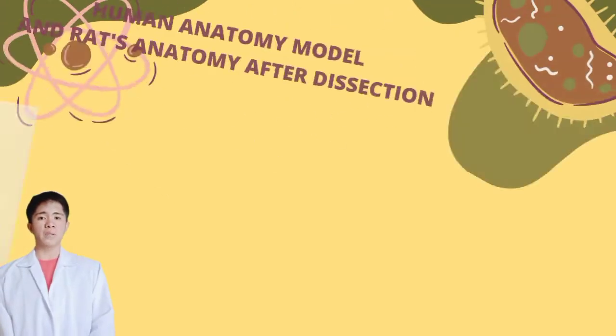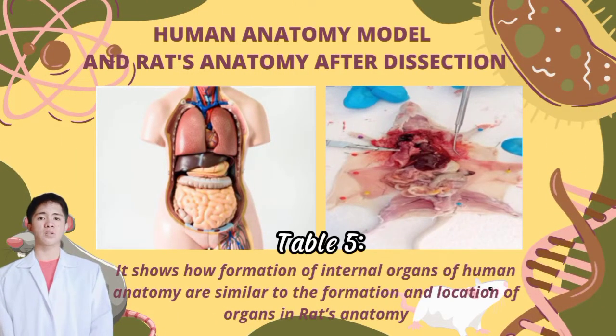While Table 5 shows the side-by-side comparison of human anatomy and rat anatomy. As you can see, there is not much observable difference between the two except the size. Even the organs are similarly structured to each other.